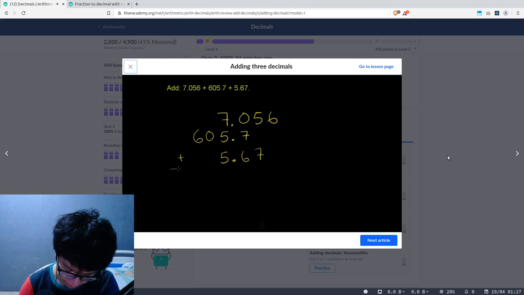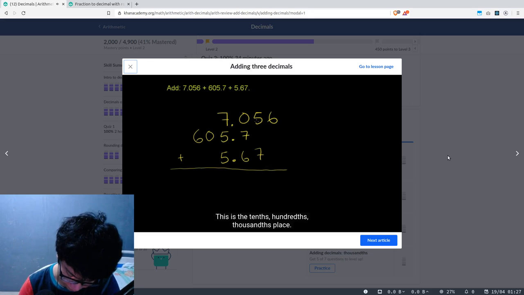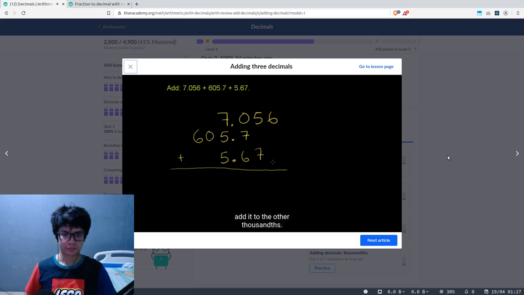Let's add it. You want to start off in the smallest place. So you start off here. This is the tenths, hundredths, thousandths place. This is literally 6 thousandths, and you want to add it to the other thousandths. There aren't any other thousandths. So you can view it two ways.